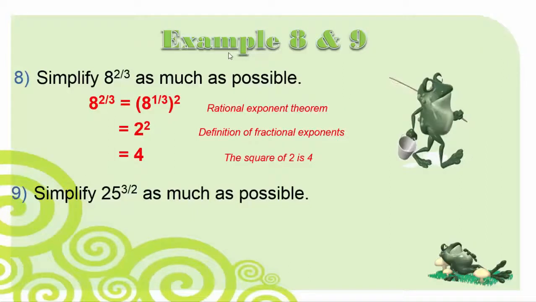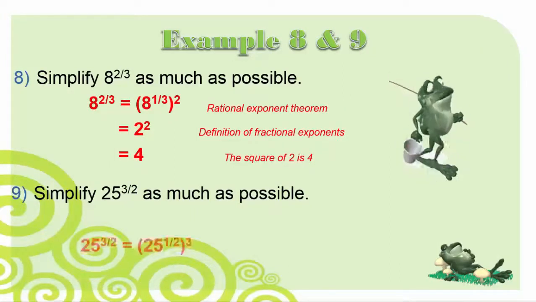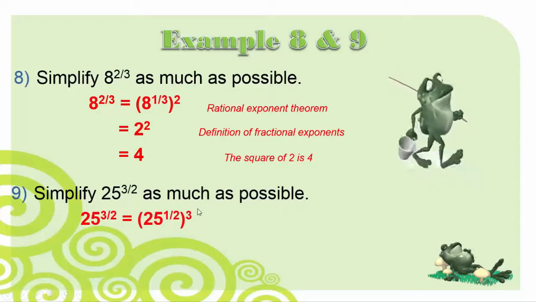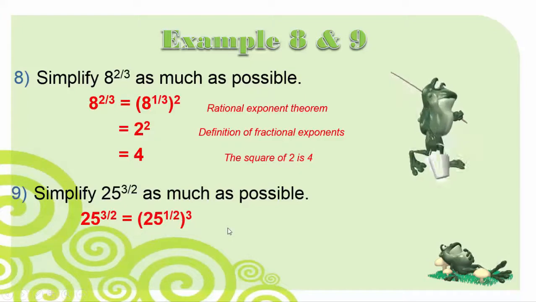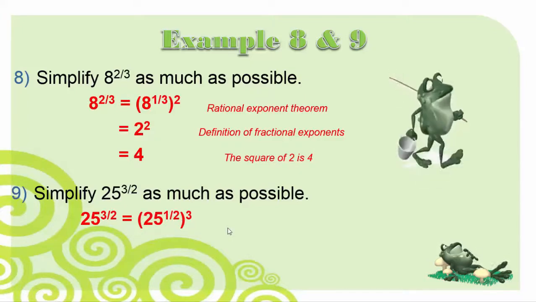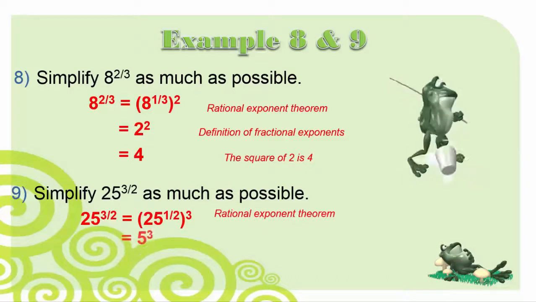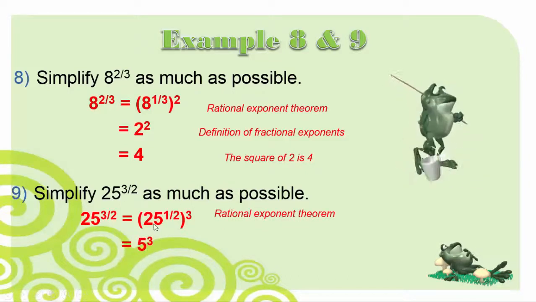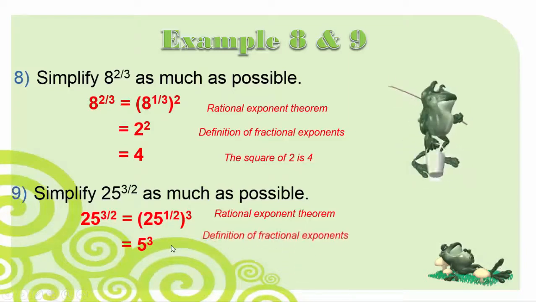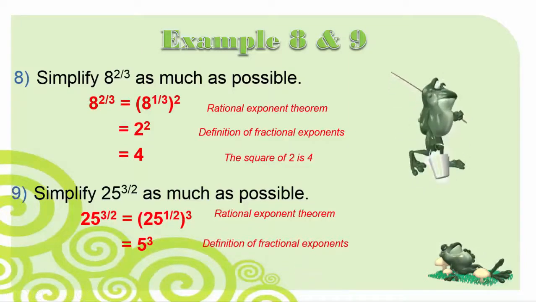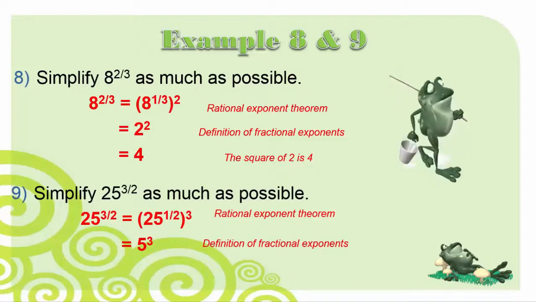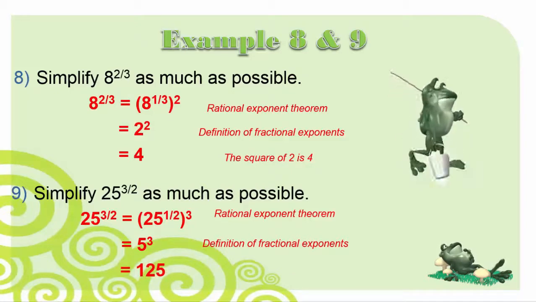Reviewing what we did on the whiteboard in example number 9, we put the power outside of the bracket, so we see that 25 is to the 1/2 power, which is the same thing as the square root of 25, and this is the rational exponent theorem. Since the square root of 25 is 5, we now raise it to the 3rd power because that's outside of the bracket here. And that's from the definition of fractional exponents. And that's equal to 125.